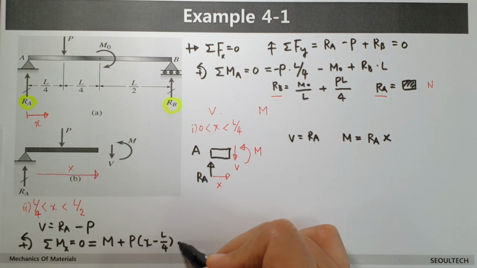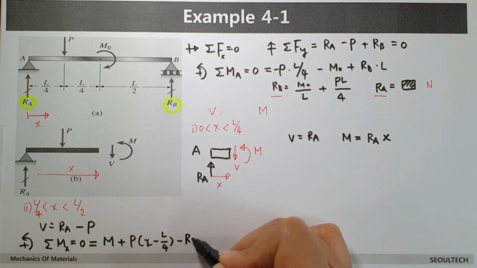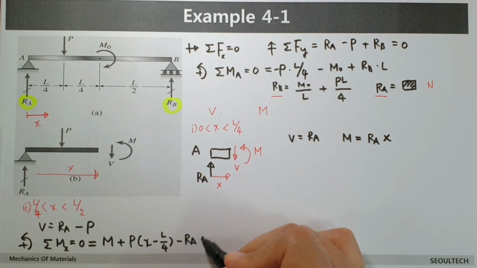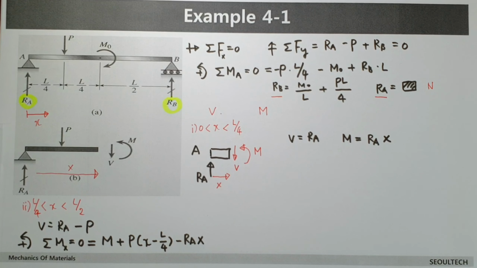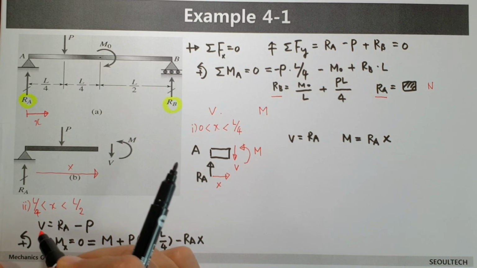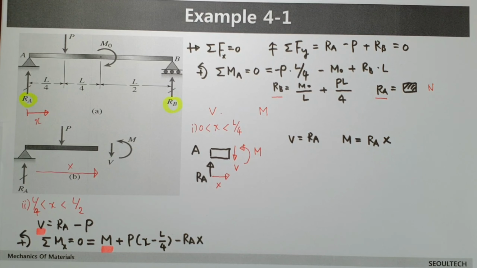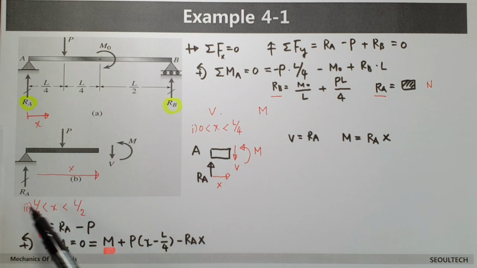Then RA is minus RA, and distance is x. Then we can calculate the V value and this moment we can calculate. Okay, just apply this free body diagram.